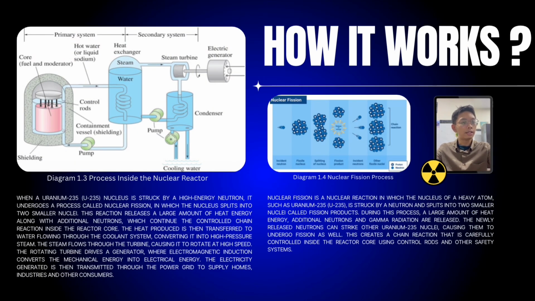Now, what is nuclear fission in physics? Nuclear fission refers to a nuclear reaction in which the nucleus of a heavy atom such as uranium-235 is struck by a neutron and splits into two smaller nuclei, called fission products. During this process, a large amount of heat energy, additional neutrons and also gamma radiation are released. The newly released neutrons can strike other uranium-235 nuclei, causing them to undergo fission as well. This creates a chain reaction that is carefully controlled inside the reactor core using control rods and other safety systems.